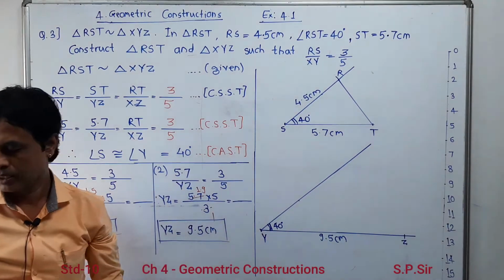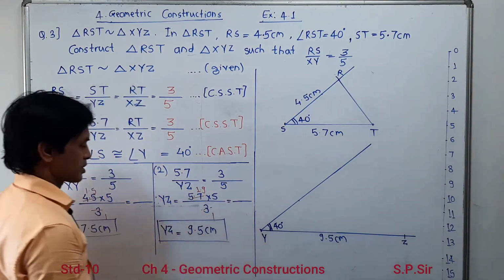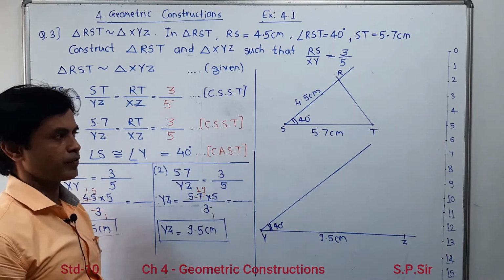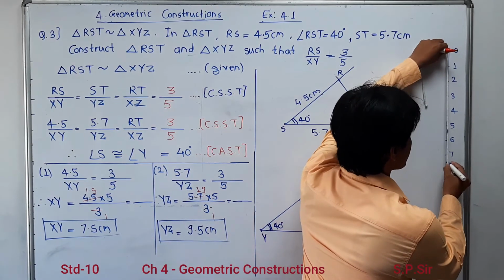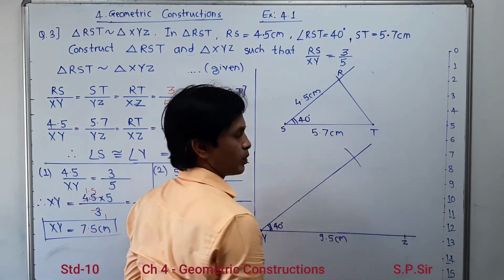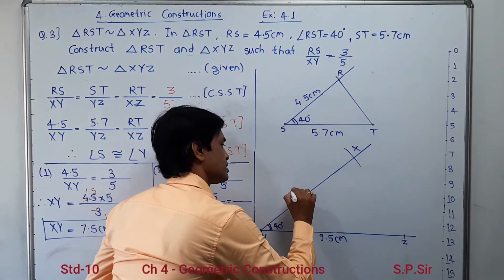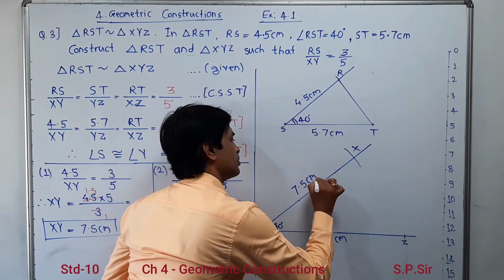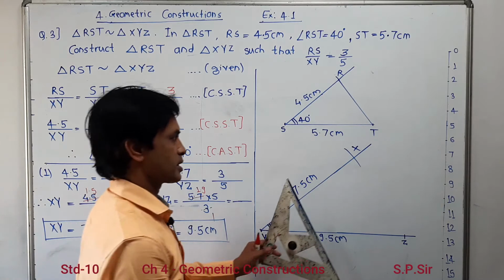Now moving to the part from Y to X, that distance you have to measure. Here you know that X to Y, this distance we have calculated, is 7.5. So taking that distance over here, 7.5, from X to Y, I am going to make this arc over here, and now I am able to get the point X over here. So here X to Y, this distance is 7.5 centimeter. Lastly, at the end, you simply have to join X and Z.